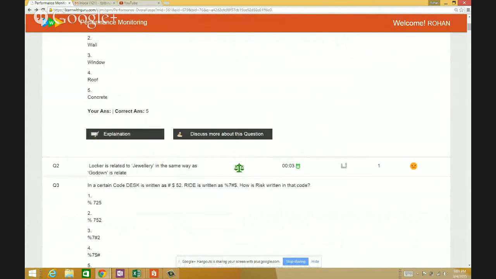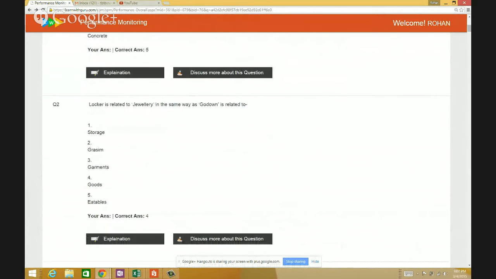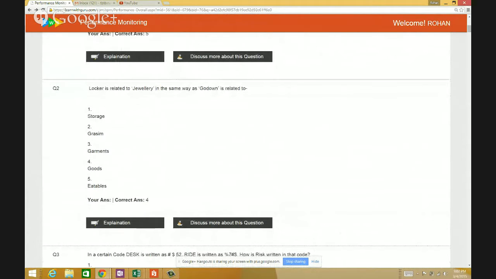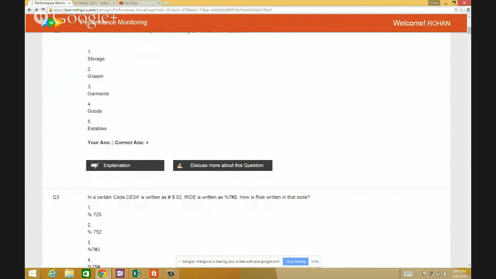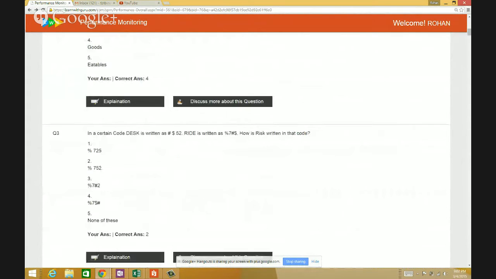So you'll have one simple question like this. Then you'll have lockers, jewelry, godown. I've just mixed every analogy question possible in this. Lockers to jewelry, godown is to what? A locker is where you keep the jewelry, so a godown is basically for goods. So yes, goods.